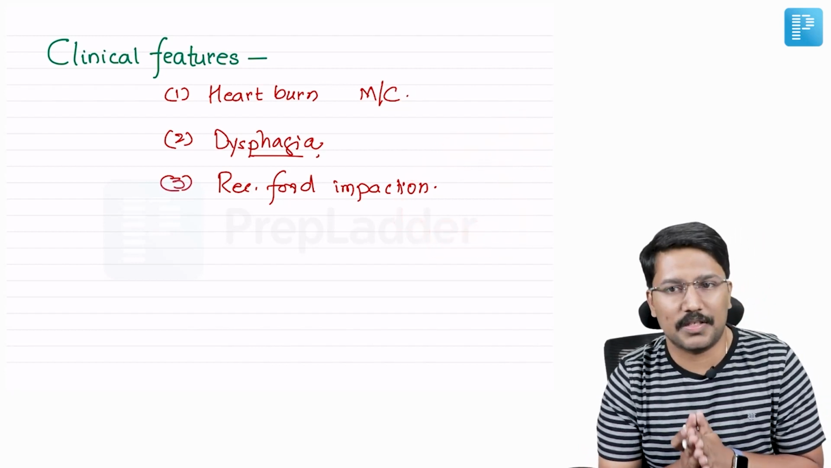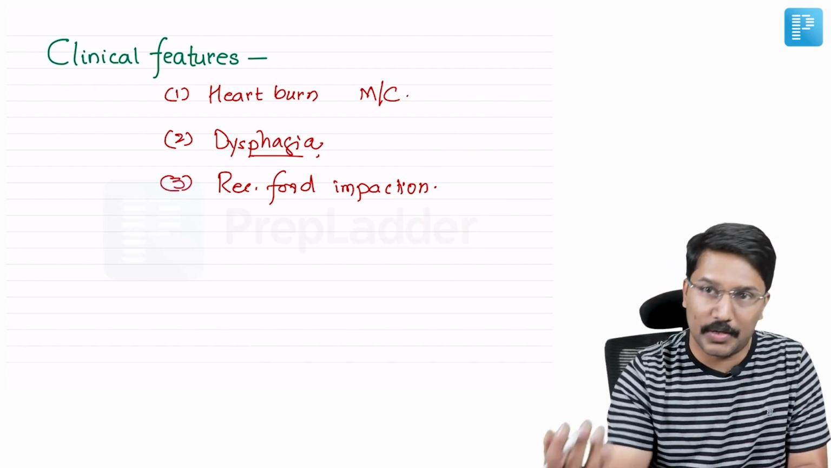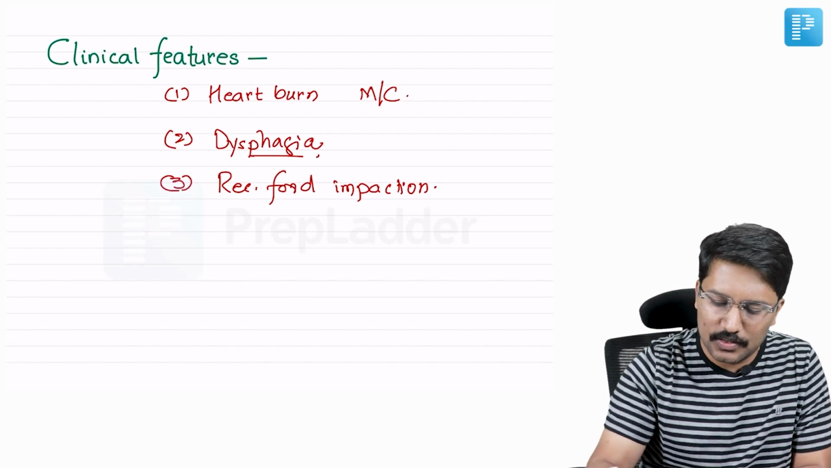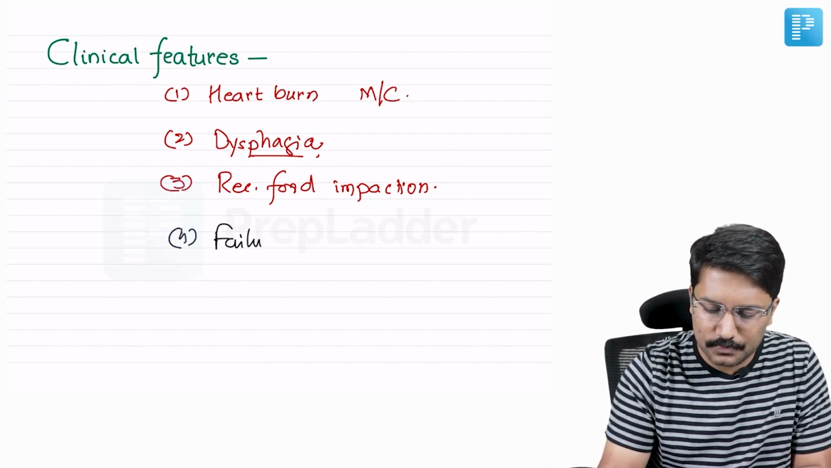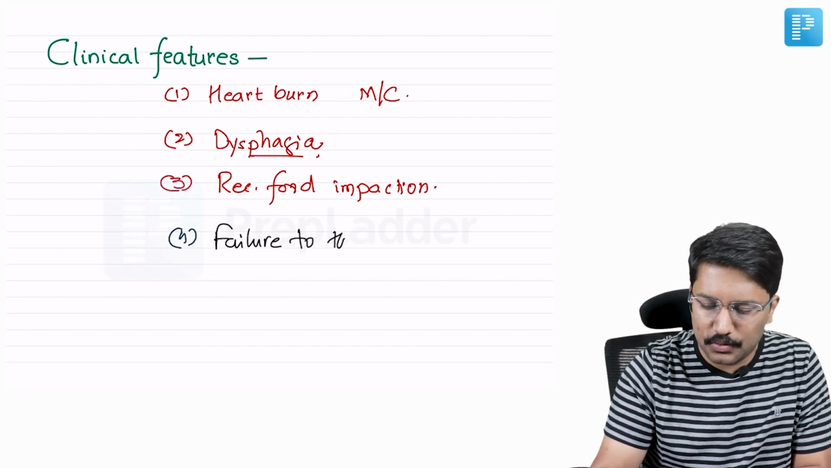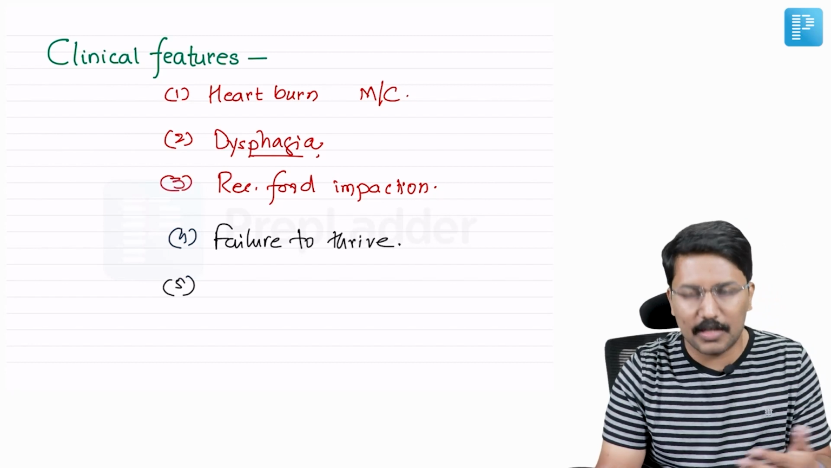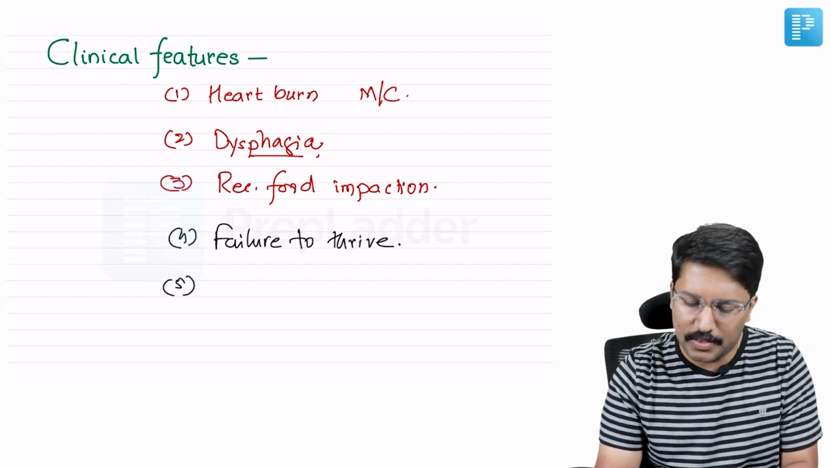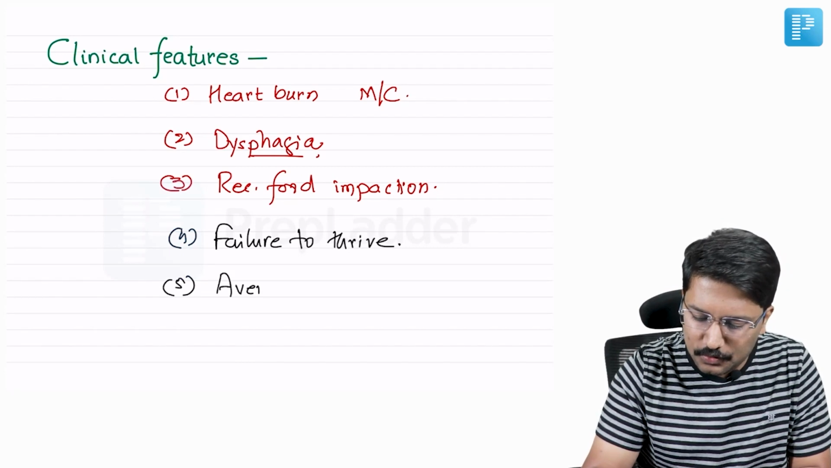Apart from these presentations in the form of heartburn, dysphagia, and recurrent food impactions, patients may also present, particularly children, in the pediatric age group, with failure to thrive. Another thing you might notice is they may have heartburn, dysphagia, or chest pain as complaints, but you may also notice that these patients may have aversion to food.